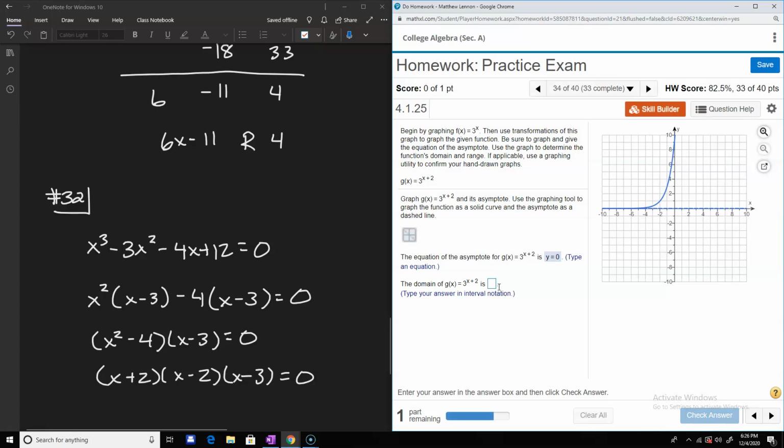And what is the domain? Well, that's all real numbers. It goes everywhere from left to right. So -infinity up to infinity.